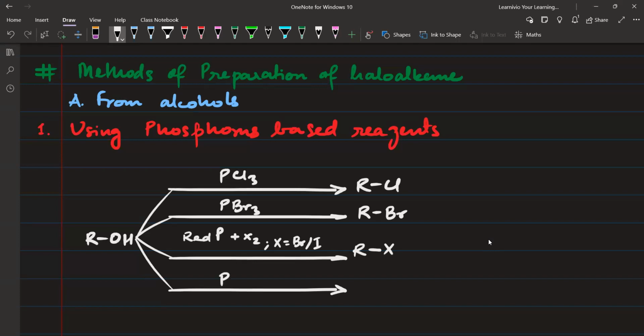The last one is PCl5, and here also you will write the alkyl group as it is, and instead of OH, you are going to attach Cl. Please copy this down. There will be some byproducts also, but I am not writing those because they are not important in this particular case. Whenever the byproducts are going to be important, I will mention them and tell you to remember them.